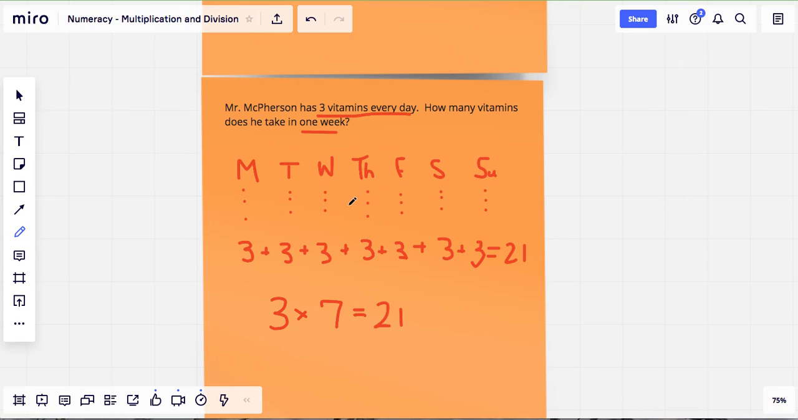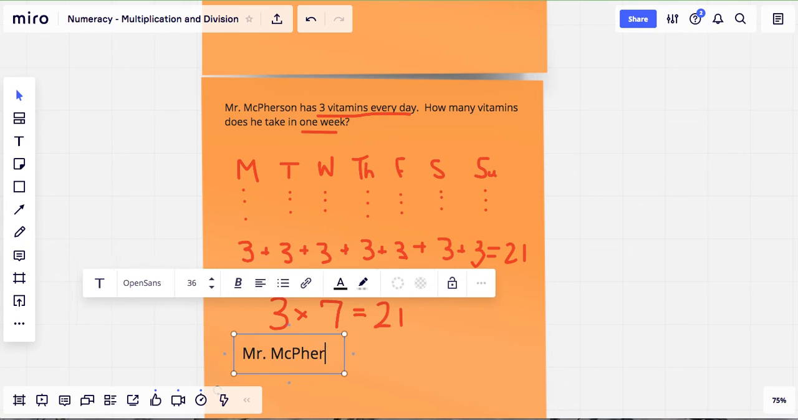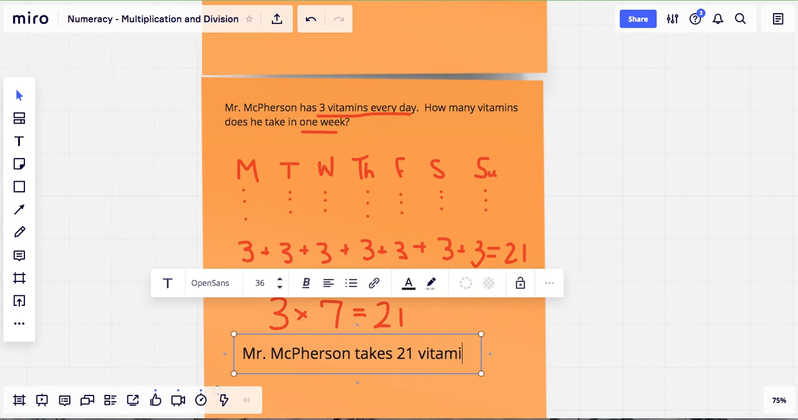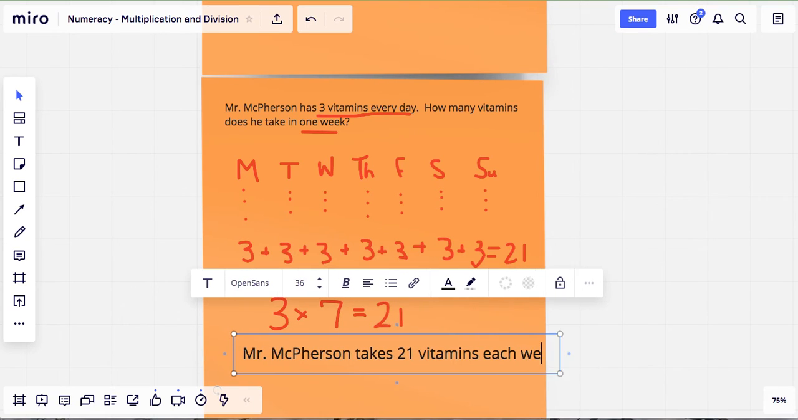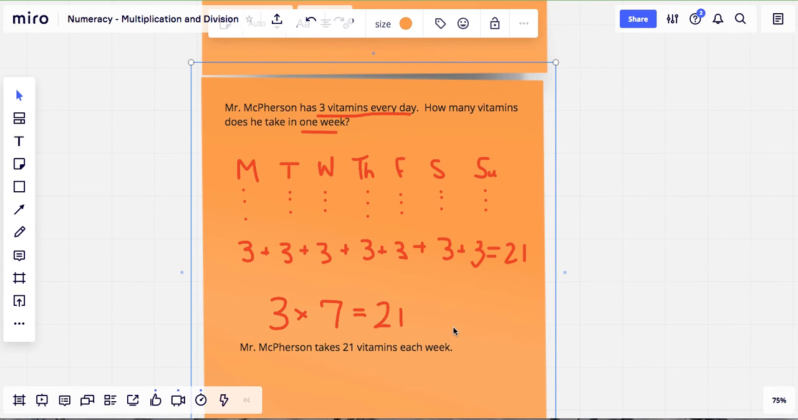7 groups of 3 pills or vitamins a day is 21. And if I was to write that in a final sentence, I would say, Mr. McPherson takes 21 vitamins each week. And there's my sentence for this problem.